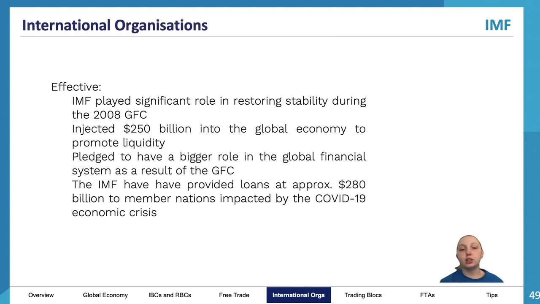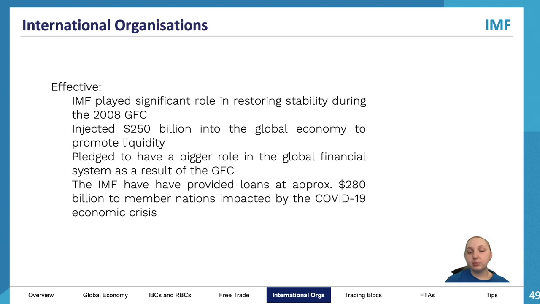In talking about the effectiveness of the IMF, they did play a really significant role in restoring stability during the GFC by injecting $250 billion into the global economy to promote liquidity. In case you guys don't remember, liquidity is pretty much how easily you can actually access your money. Things like having money in a bank, or having cash, are very liquid. You can very easily get your money. Things like houses are not very liquid, because you can't really that easily sell a house. So that's pretty much liquidity.